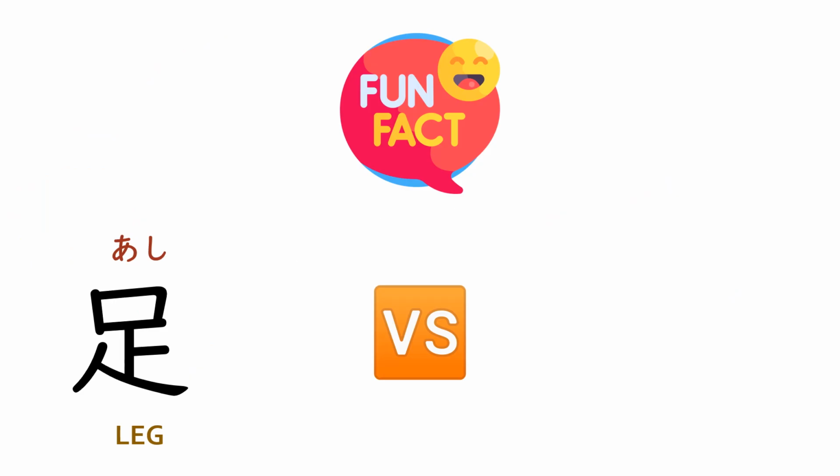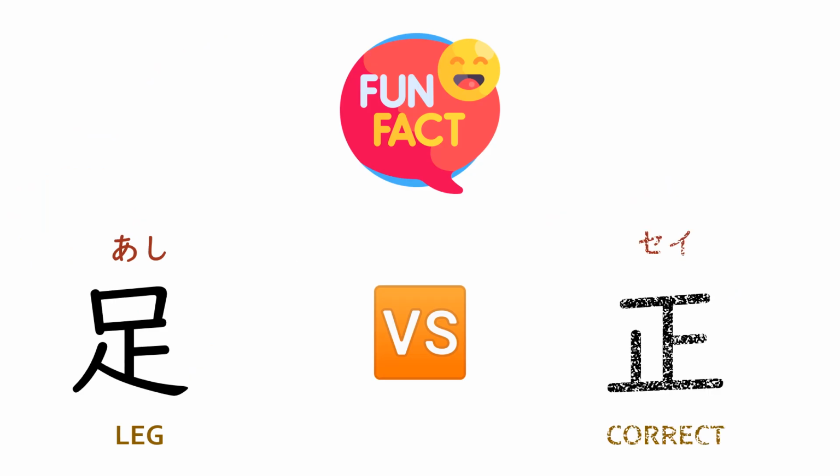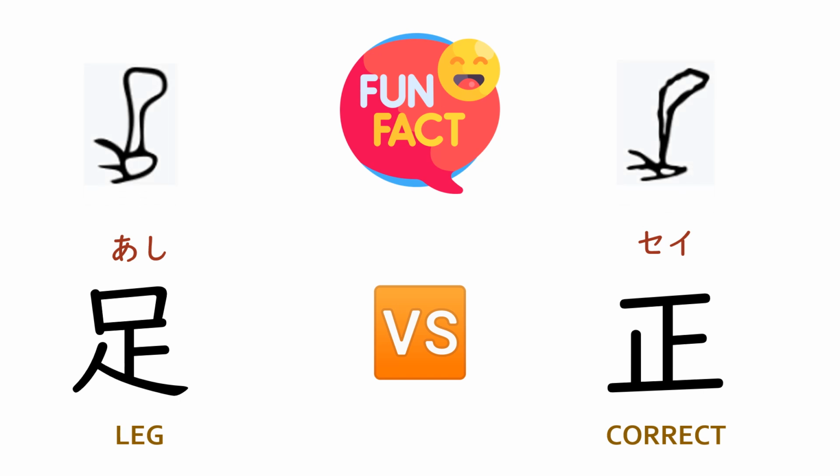Fun fact, do you know the kanji correct, leg, and correct used to look very similar in the old days, but leg had the kneecap on top and footprint on the bottom, while correct had a town on top and the footprint on the bottom, which signified a town to conquer.